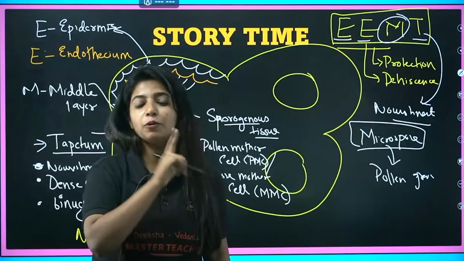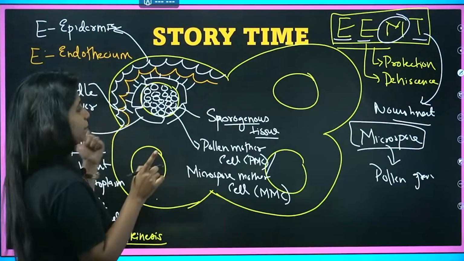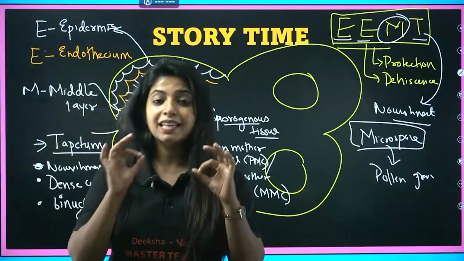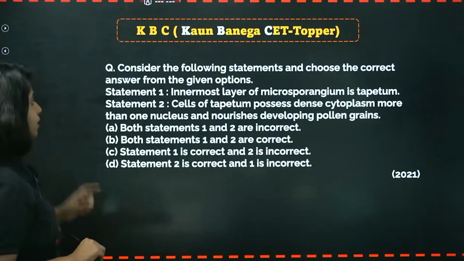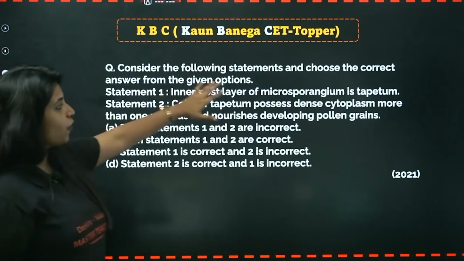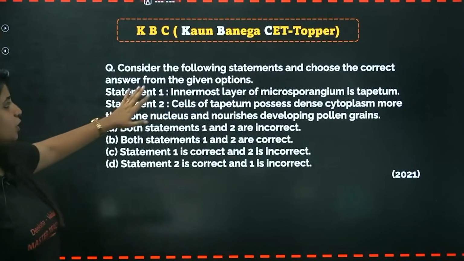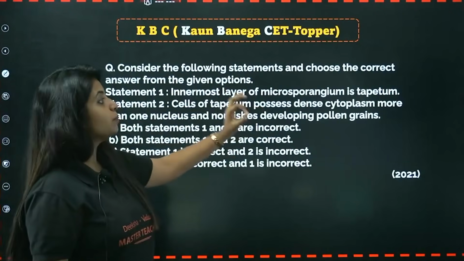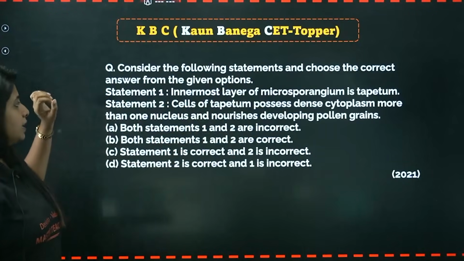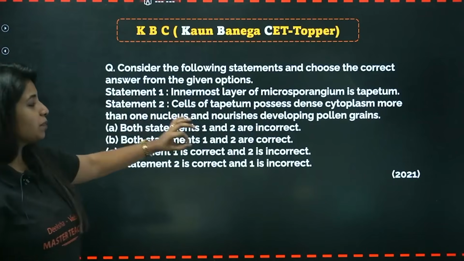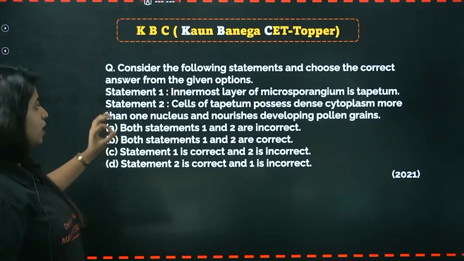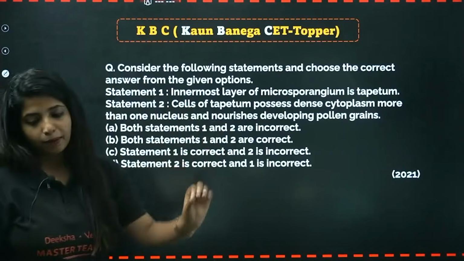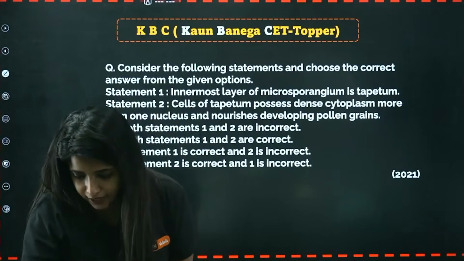Which layer is there for nourishment? It will be tapetum. Is this clear to you? So the question goes like this. Consider the following statements and choose the correct answer from the given options. Statement number 1: Innermost layer of microsporangium is tapetum. Statement number 2: Cells of tapetum possess dense cytoplasm, more than one nucleus, and nourish the developing pollen grains. What do you think is the answer?